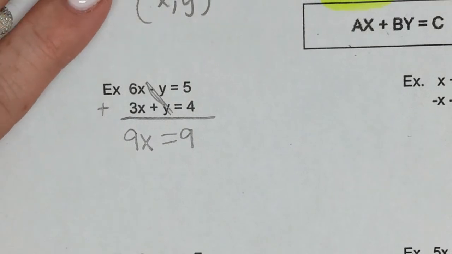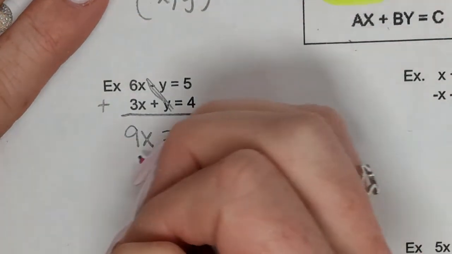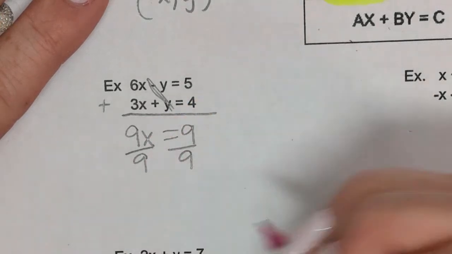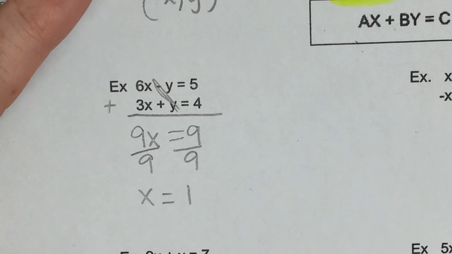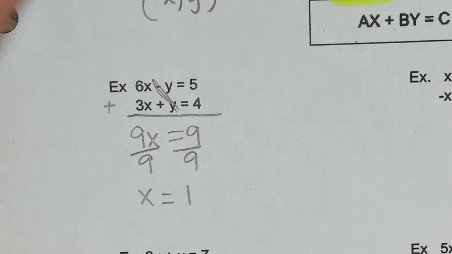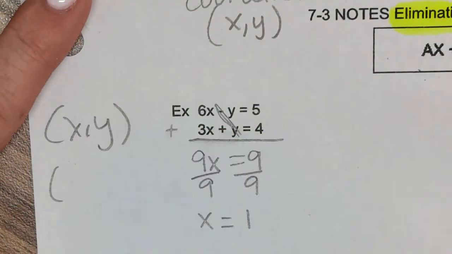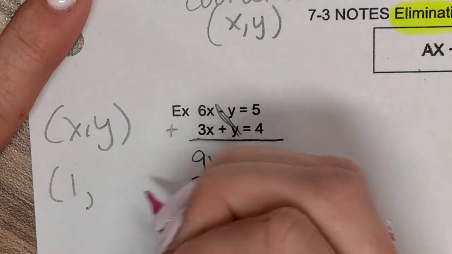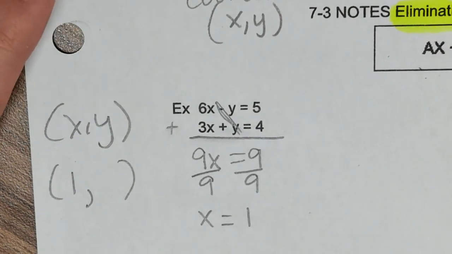Can we now solve for x? Yes. All right, so how do I get rid of this 9? Divide by 9. And what is the value of x? 1. Now, I just found the x value in my coordinate. Yes? So my answer is going to be in my x comma y. What is my answer going to be? 1 comma, but now I need a what? I need the y value.